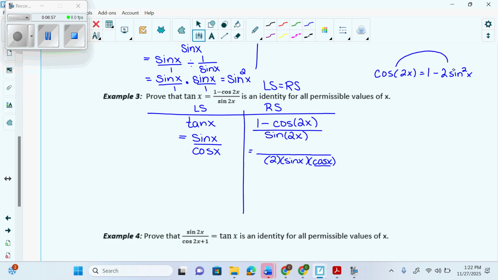Move this over here by subtracting it, correct? And move this over here by adding, right? So I'm going to add the 2 sine squared x over to this side. The 1 stays here, and then I'm going to move the cos 2x over here by subtracting it because it's addition. You see how I just rearranged that formula? That's all I did, yeah?